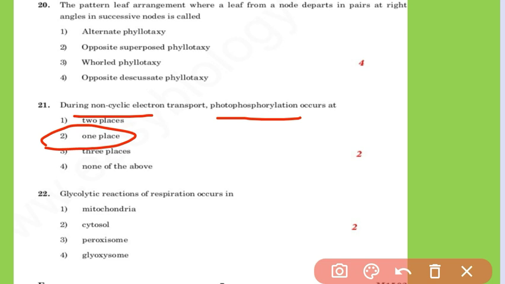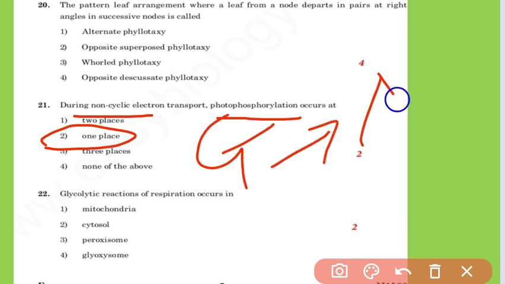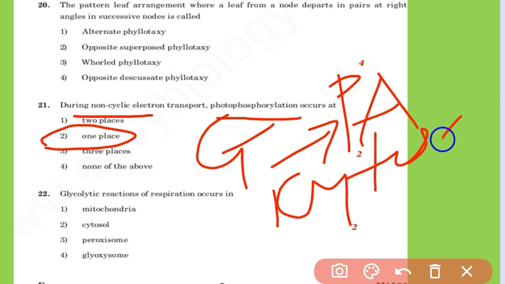Then the next question, glycolytic reactions of respiration occur in eukaryotes and in prokaryotes. The EMP pathway or glycolysis, that is glucose gets converted into pyruvic acid, and this pathway of glycolysis, formation of pyruvic acid from glucose, is carried out in the cytosol. But in case of eukaryotes, the TCA cycle occurs in the mitochondria, and also in the mitochondria the respiration takes place through the electron transport chain.